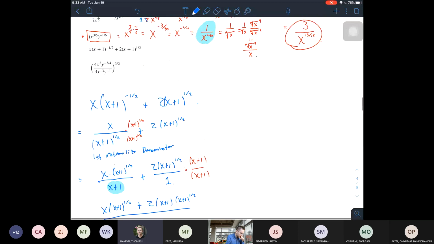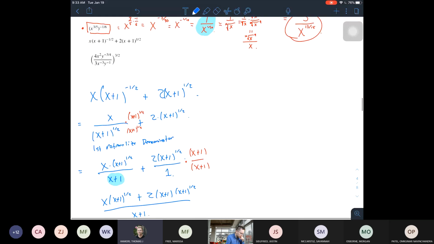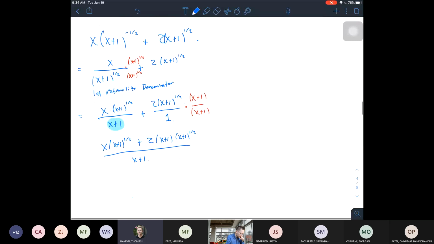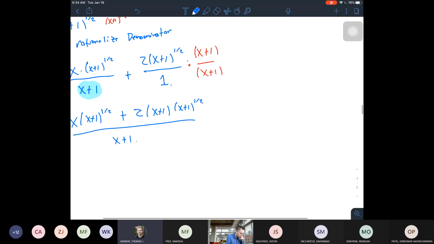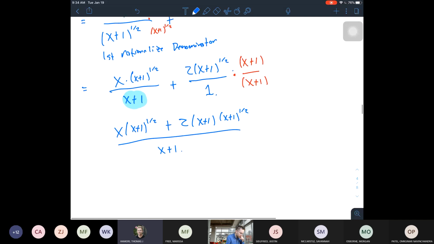Did I copy down the problem right? 1/2 times 2 times x to the 1/2. Yeah, I've copied it down right. Something's fishy here. Something's very, very fishy here.